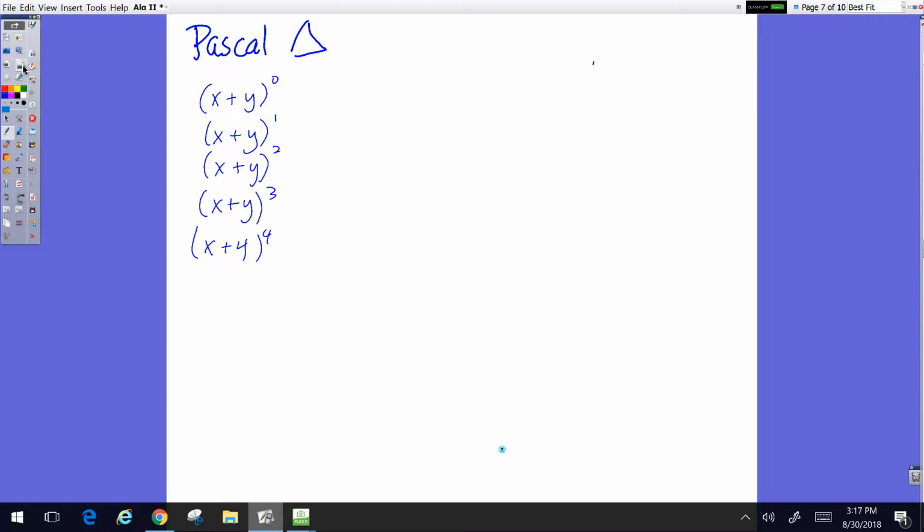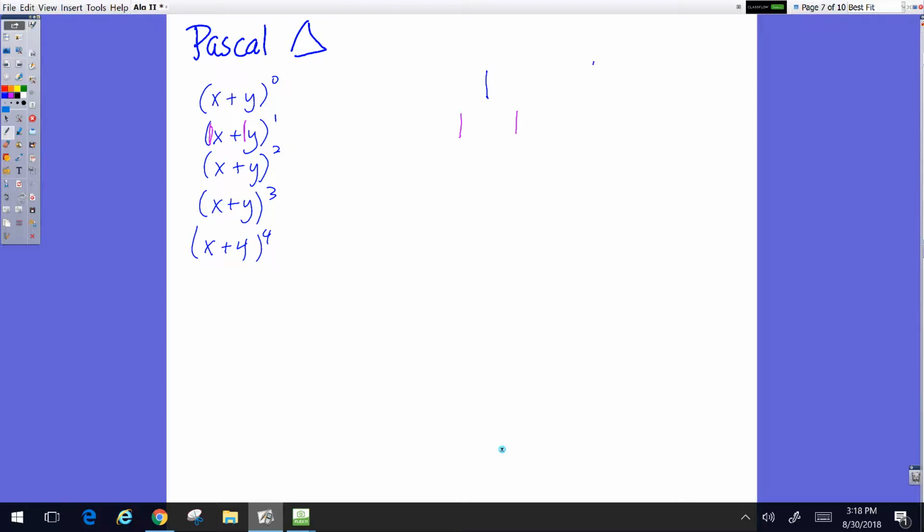Alright, so anything to the 0 power, even if it's x plus y. What is x plus y to the 0? 1. Anything to the 0 power is 1. Now, the next one is to the first power. When we have it to the first power, all we're looking at is our coefficients. Understood 1x, understood 1y. So we have a 1 and a 1.